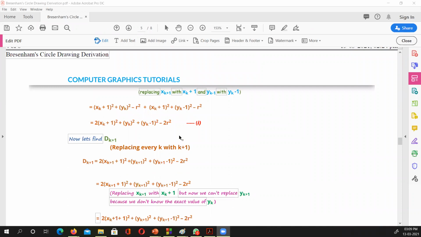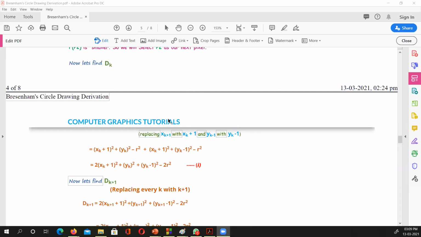So I will skip this. You can read it on your own. Now we want to find the d of k. What is going to be the d of k?